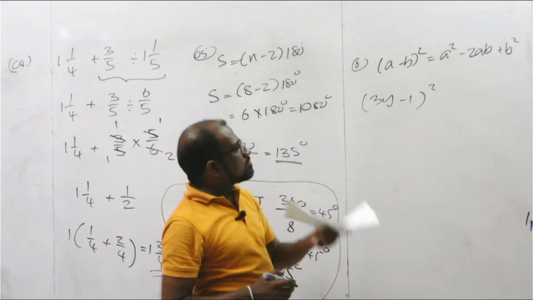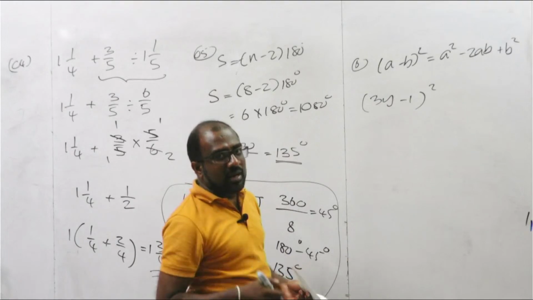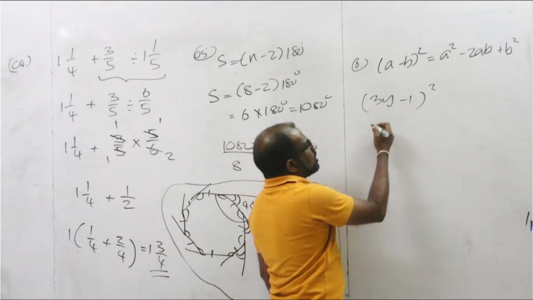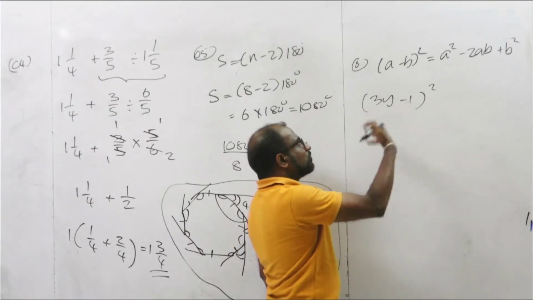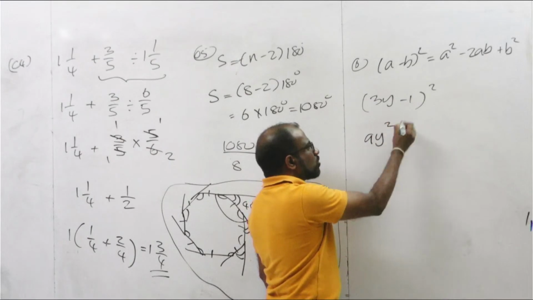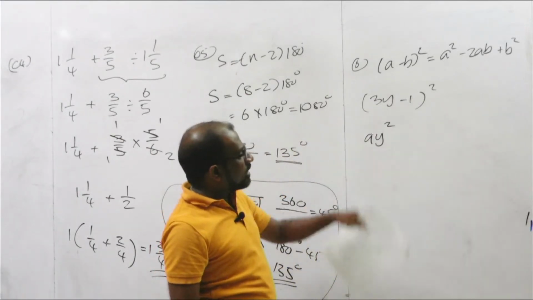Especially when you expand these binomial expressions, keep this idea in mind. Square the first term. Square the first term: 3y squared is 9y squared, right?